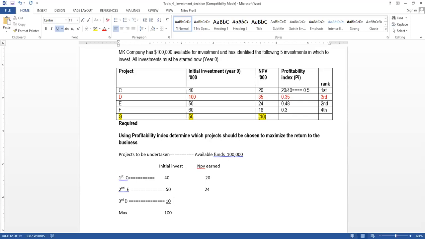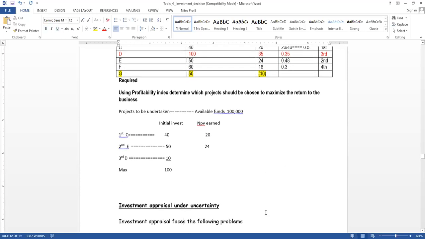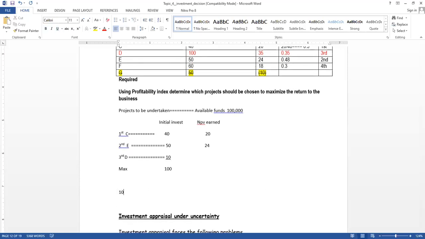Now, when I look at the NPV earned, so the NPV would be what percentage? Because now, remember project D, I have only allocated 10 out of the required 100. So what percentage is that? 10%. The NPV for this project would be 10% of what? Project D, its NPV is 35.